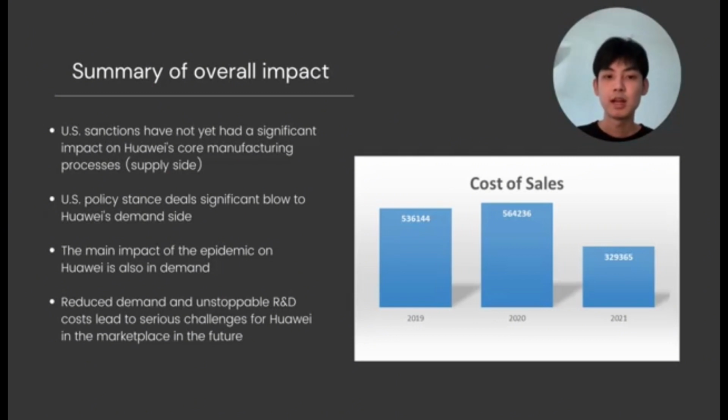First, US sanctions have not yet dealt a serious blow to Huawei's supply side, but its policy stance had a significant impact on Huawei demand in various countries. Second, the same is true for the pandemic, causing lower consumer demand and thus reducing sales. Third, although supply remains stable, the sharp decline in demand and the inability to cut R&D costs due to the sanctions have left Huawei without a price advantage, so it faces serious challenges in the market in the future.